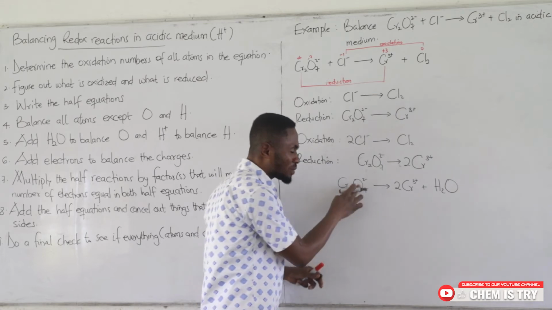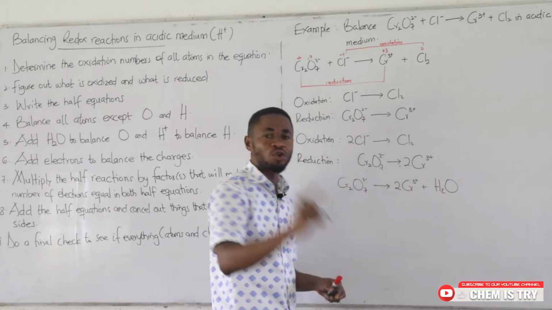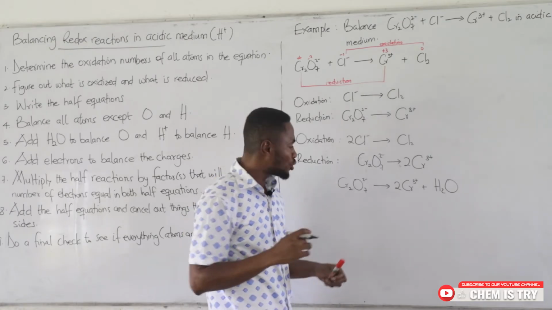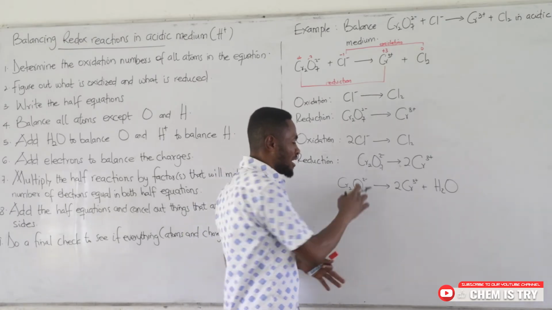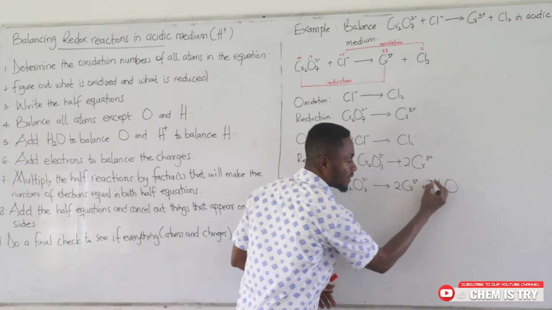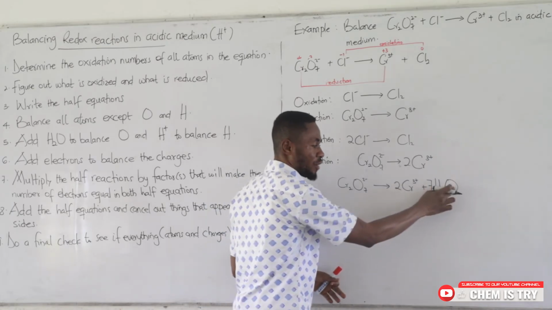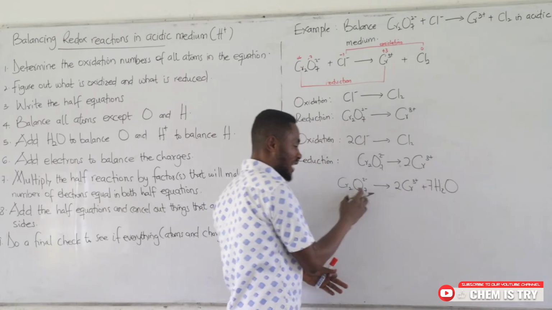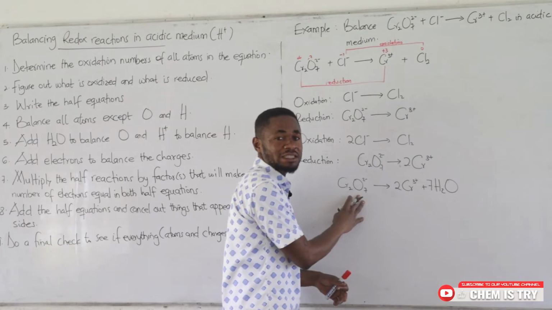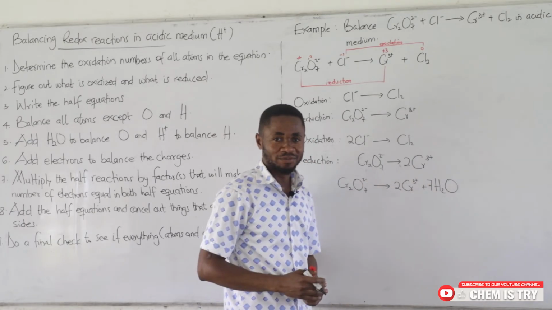But the oxygen atoms are 7 over here, and when we added the water it came with only 1 oxygen atom. So how are we going to make sure the oxygens are balanced? Okay, we can put 7 here to make the oxygen atoms 7 at the product side and 7 over here at the reactant side. So the oxygen atoms are now balanced.